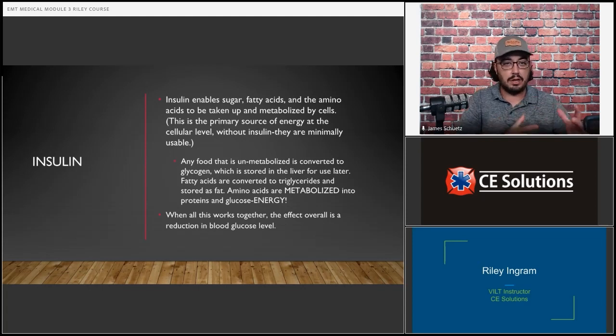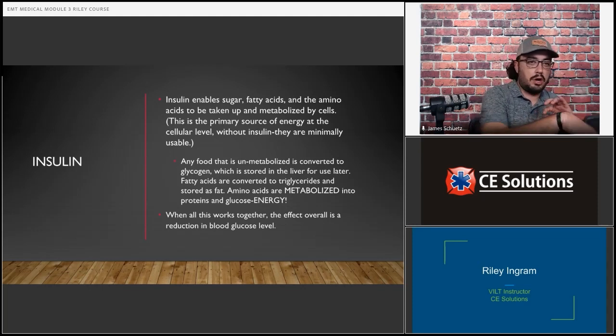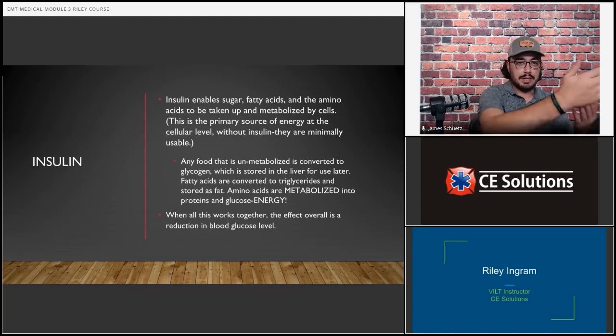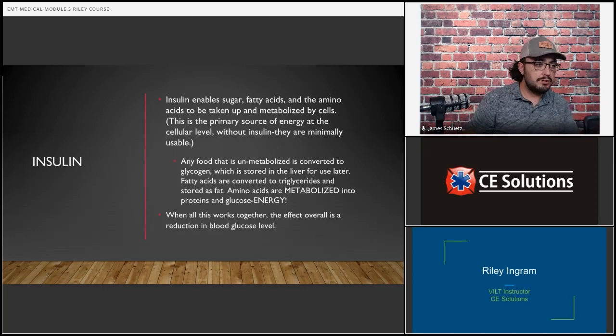So I kind of told you how this all plays together. We eat, levels rise, insulin's released, goes to all that stuff that we ate, lets the cells do their thing, get their energy, break it down, metabolize it, and then we move on with our lives, right? When we start to have stops or hurdles in that process, that's when we get into what we are talking about today. So that was insulin.